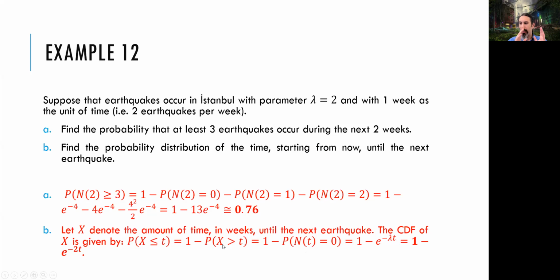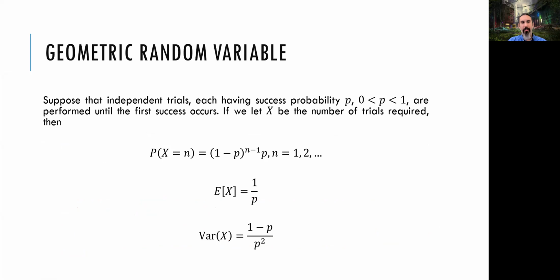Remember, x is the number of weeks until the next earthquake, and it says that x is greater than t. This means that in the first t weeks, there are no earthquakes. So this is how I can write it as well. I already know how this is calculated, because I have done this here, as you can see. But the difference is this is t weeks instead of 2 weeks. So I will just write the value t instead of 2, which will give me, when subtracted from 1, 1 minus e to the power of minus 2t. Is that okay? All right.